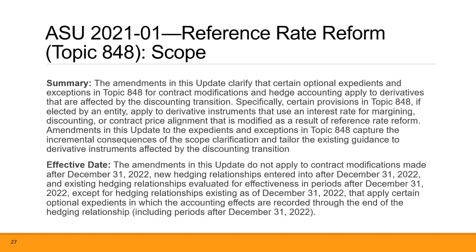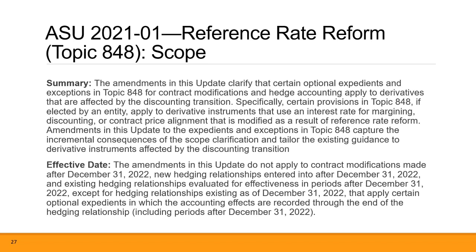And next we have 2021-01, reference rate reform. The amendments in this update clarify that certain optional expedients and exceptions in Topic 848 for contract modifications and hedge accounting apply to derivatives that are affected by the discounting transition.